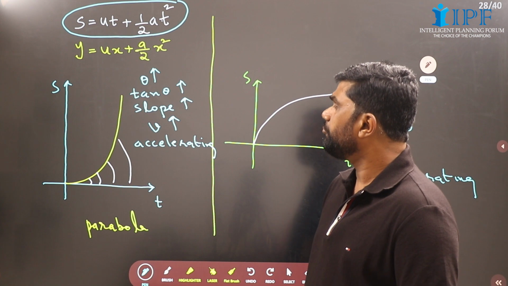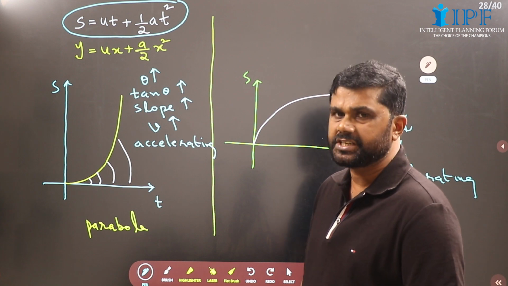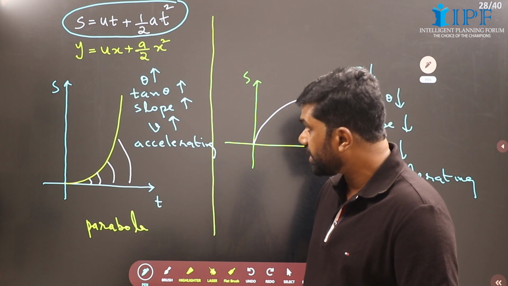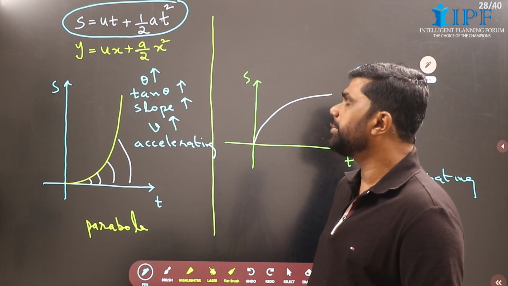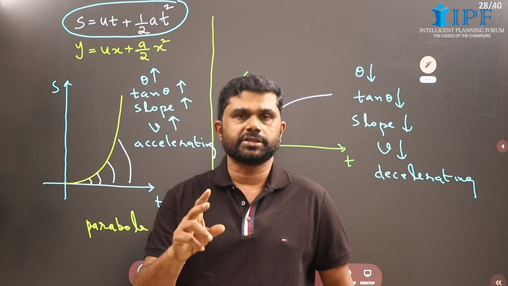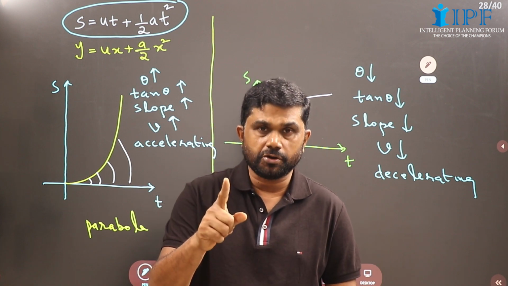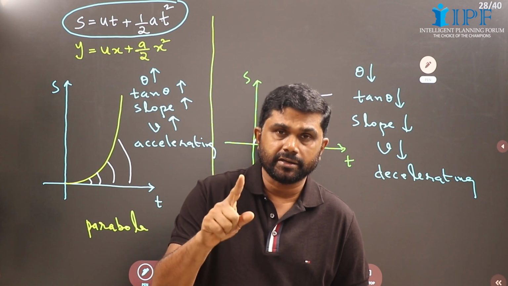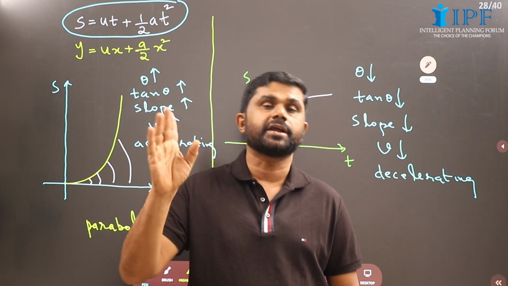So we will get y equal to u, initial velocity is a constant, a by 2 is also a constant, so we will get y equal to ux plus a by 2 x square. See, in an equation, if the maximum powers of both x and y are 1, the equation is linear and the graph will be a straight line.